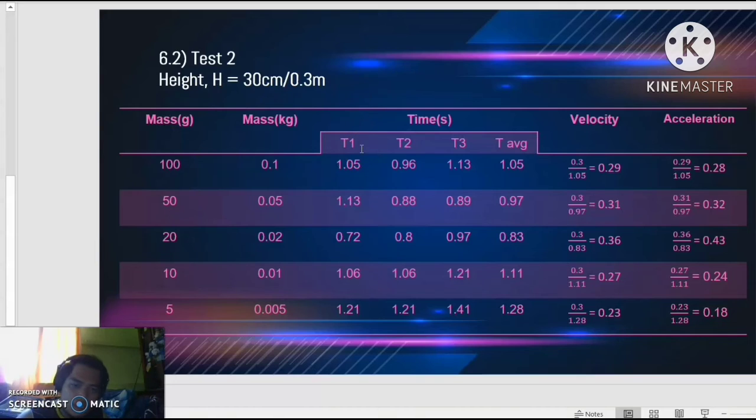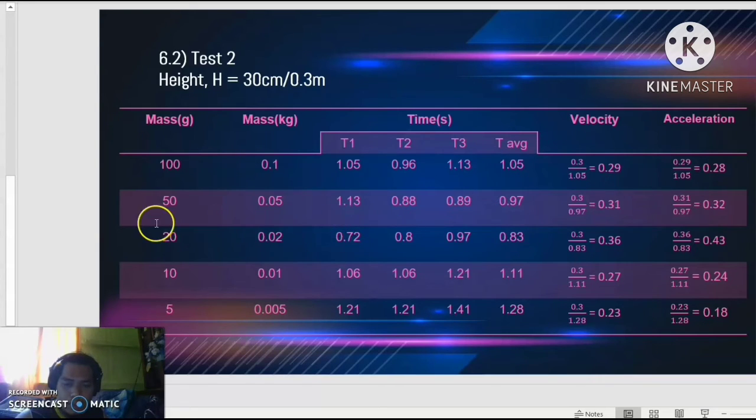For the 100 gram, the times taken are 1.05, 0.96, and lastly 1.30 seconds. And the average time taken for 100 gram is 1.05. For the second one, the first time taken is 1.13 seconds, the second 0.88 seconds, and the third 0.89 seconds. And the average time taken for the 50 gram weight is 0.97 seconds.